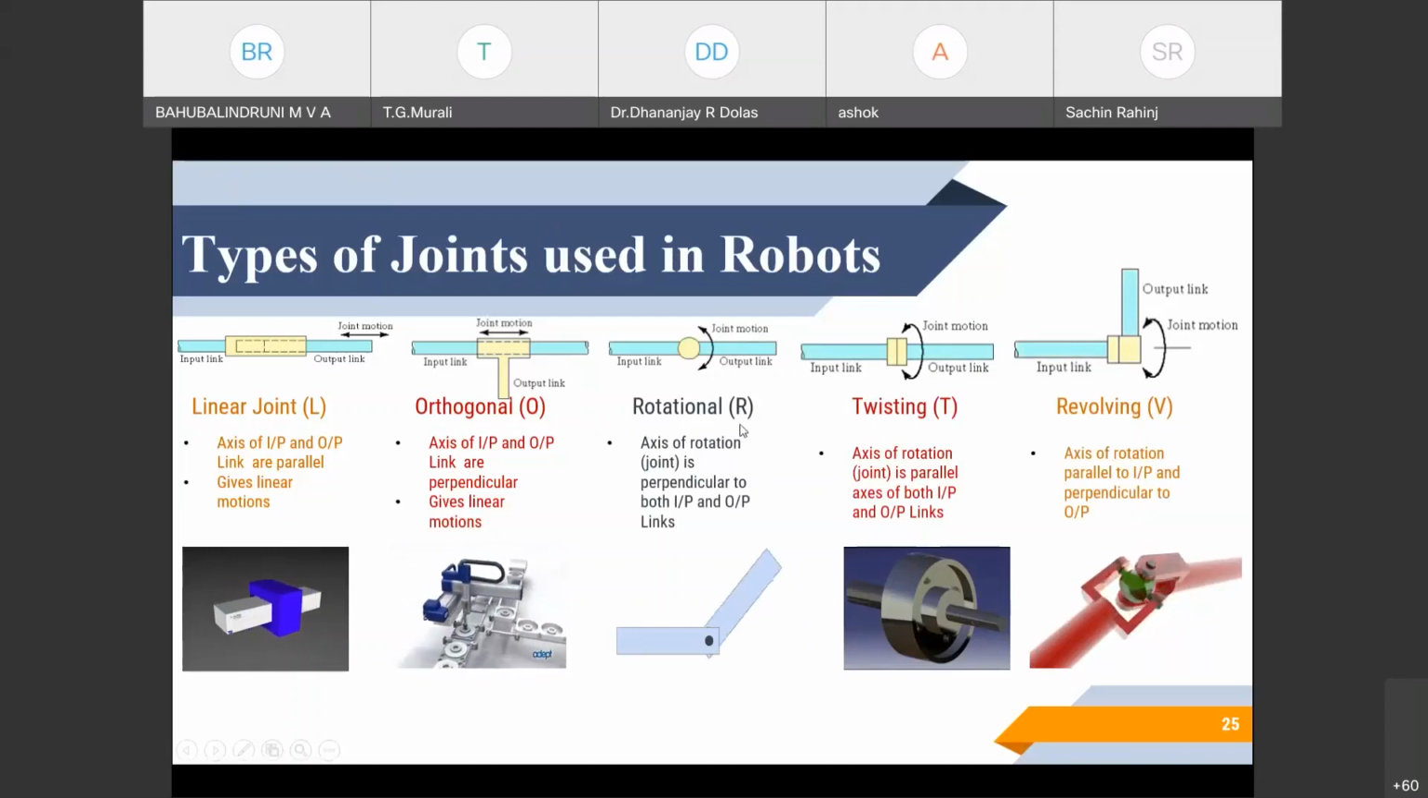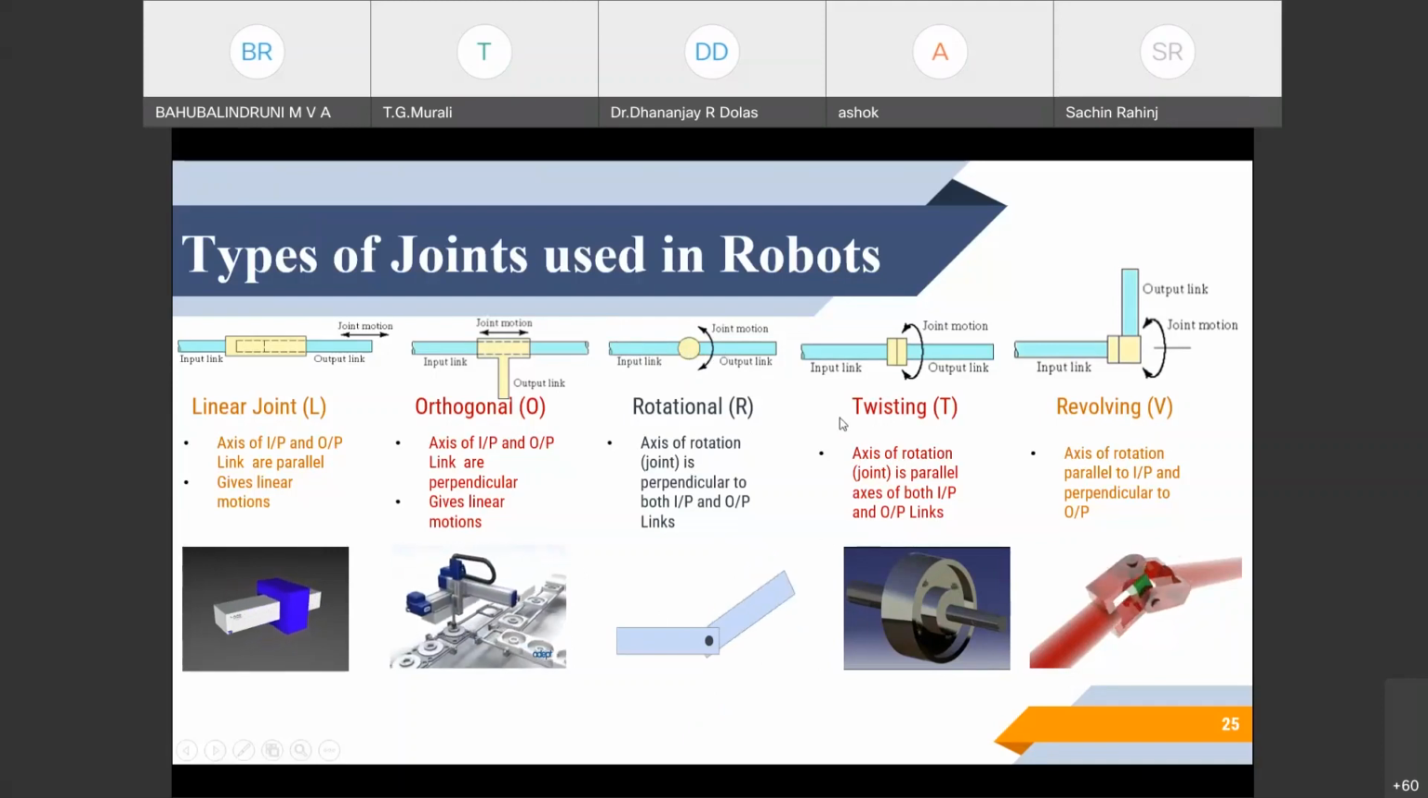If you see the rotational axis is perpendicular to the input and output link. Let us say that the input and output links are in the XY plane. The output link is rotated with reference to the Z. You can see that in this animation.